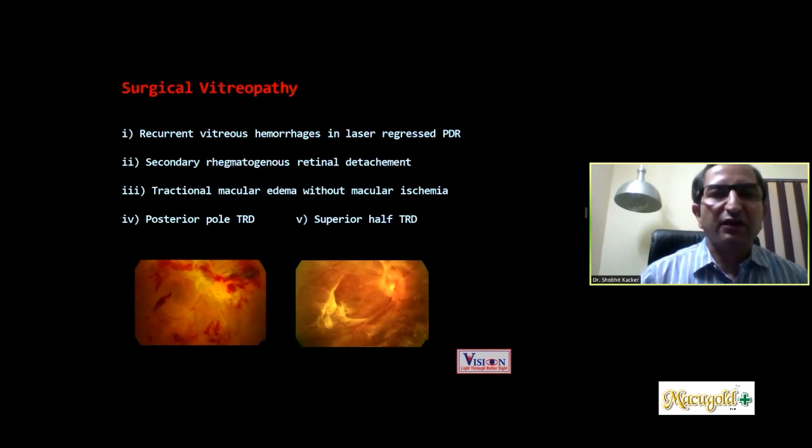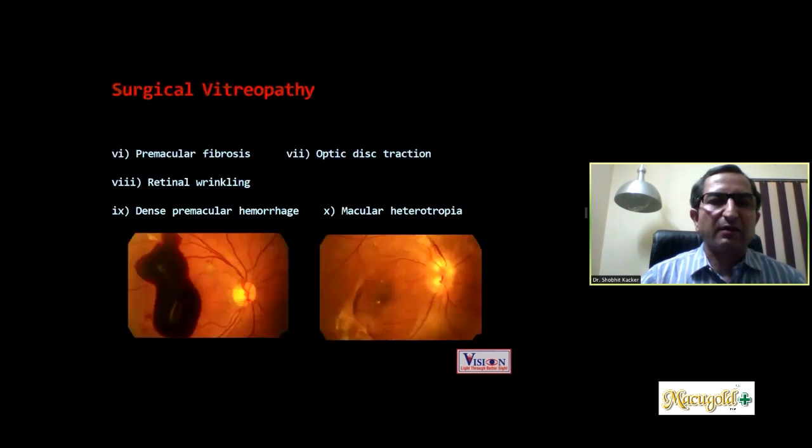Now coming to the role of surgery in patients of diabetic retinopathy, what are the indications? If there's the presence of recurrent vitreous hemorrhage in a laser regressed PDR, meaning the laser was given adequately, the diabetic retinopathy regressed, but despite that, there are recurrent vitreous hemorrhages, indicating that there is some form of traction onto the new vessels which is producing this recurrent hemorrhage. There is presence of secondary rhegmatogenous retinal detachment, or there could be presence of a tractional ailment at the macula with ischemia or without. This is the presence of posterior pole tractional retinal detachment, or there is a TRD involving the upper half of the retina.